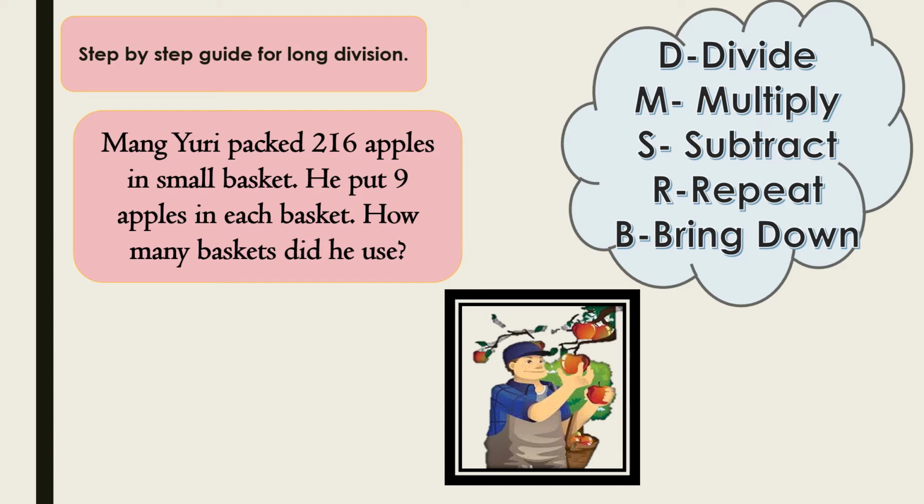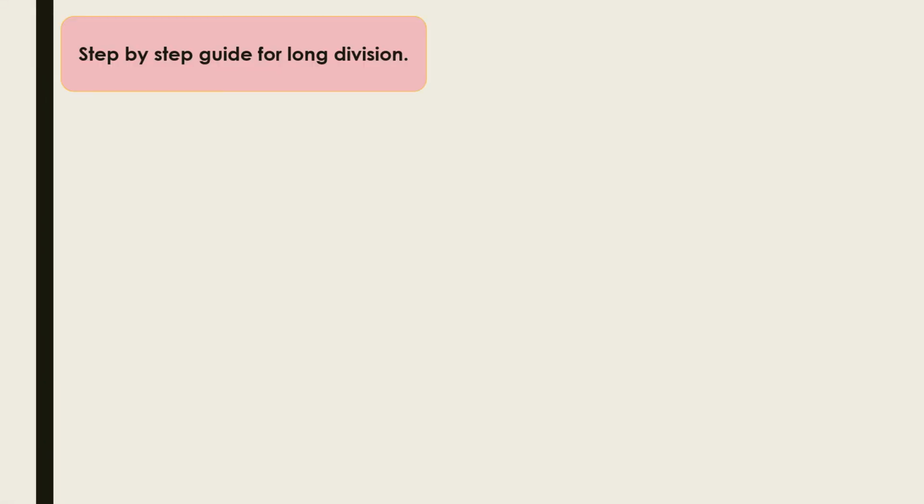Or rather, it is bring down, then repeat. Okay? So first is step 1, divide. In divide, you need to divide 21 by 9. In division, you need to have 1 is to 1. But since the first digit, 2, is less than 9, you need to get another number beside it. Therefore, it will become 21. So, we can divide 21 divided by 9. That is our step 1.